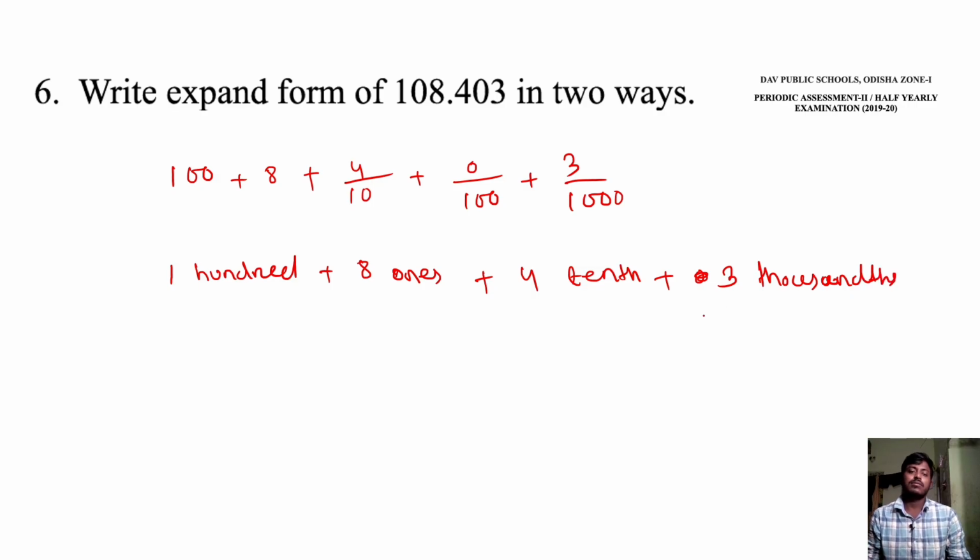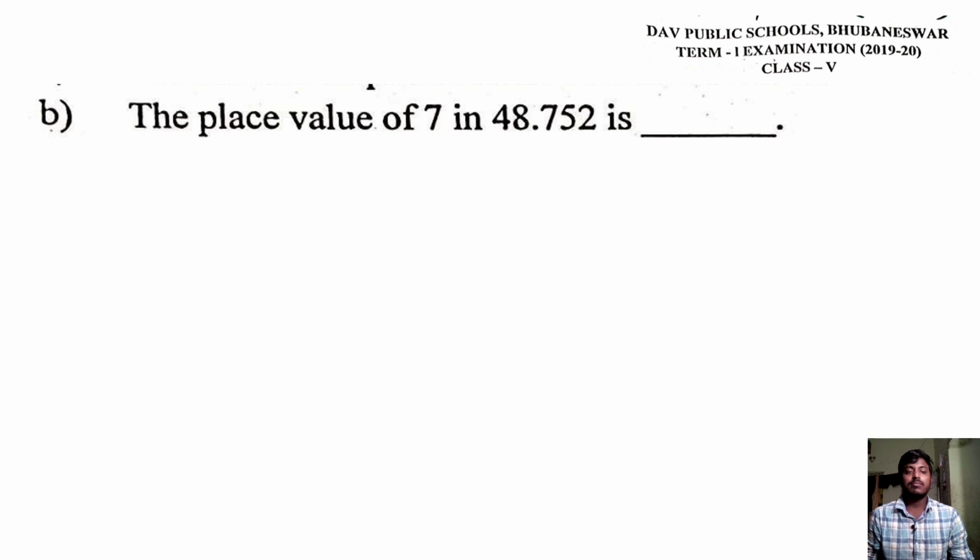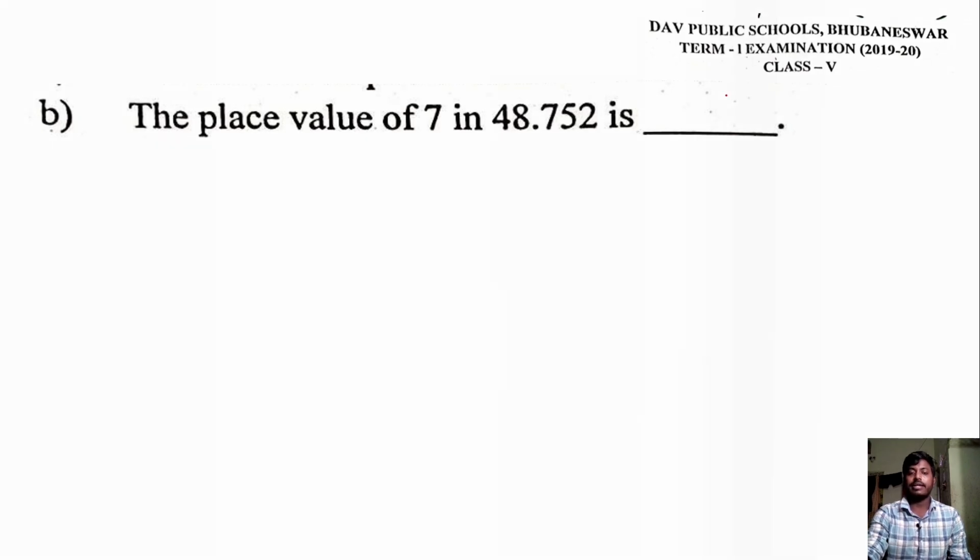Okay, this is the two-way. Next question, question B: the place value of 7. The place value of 7 is tenths. Okay. Next question.